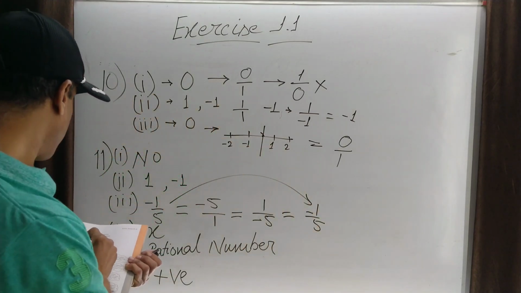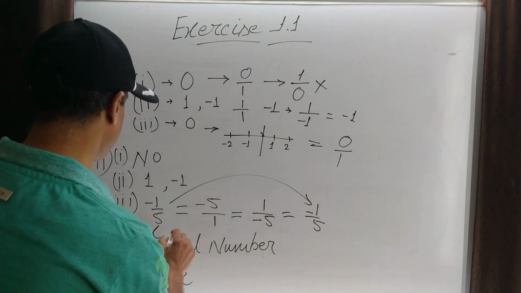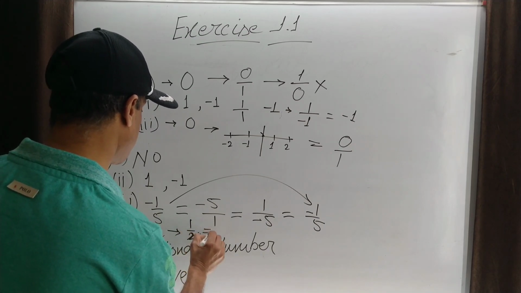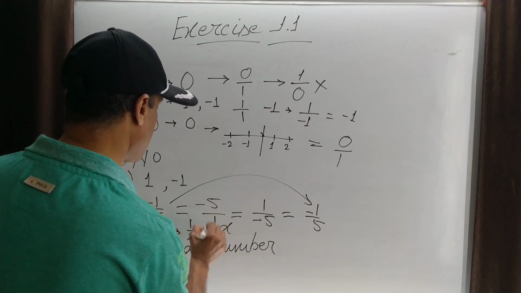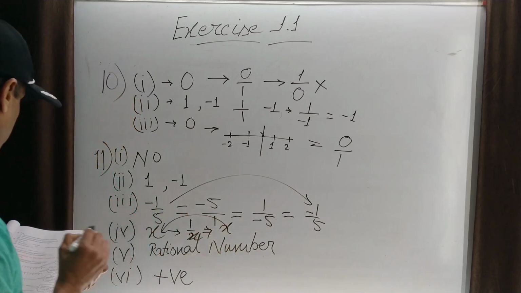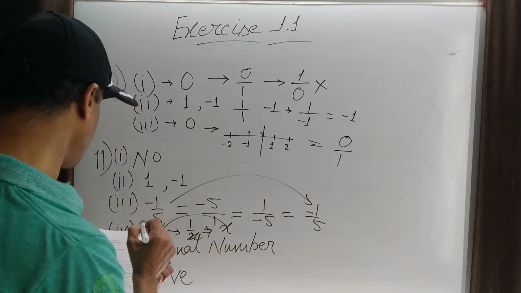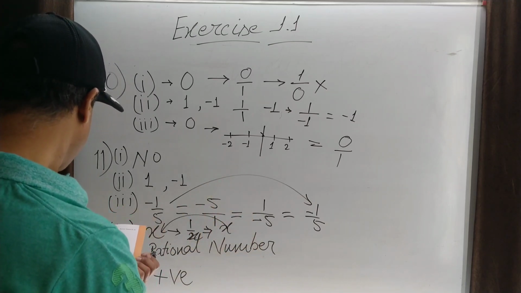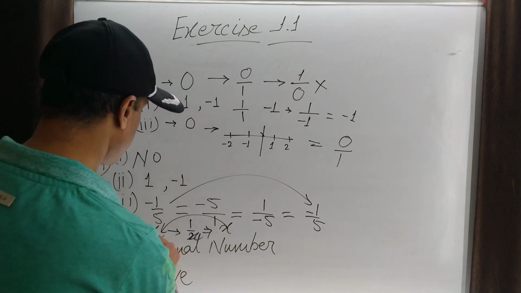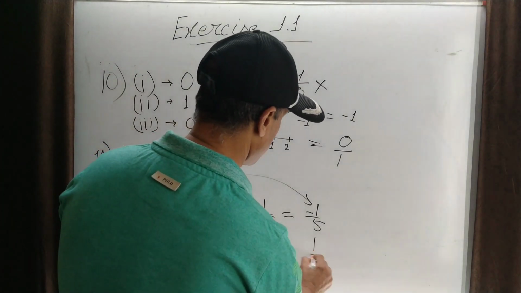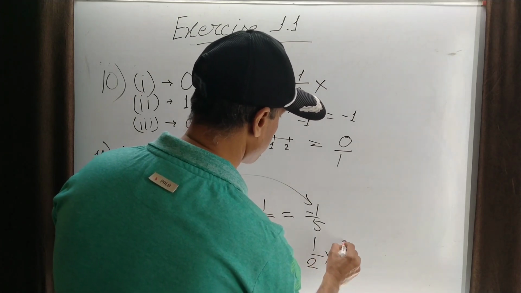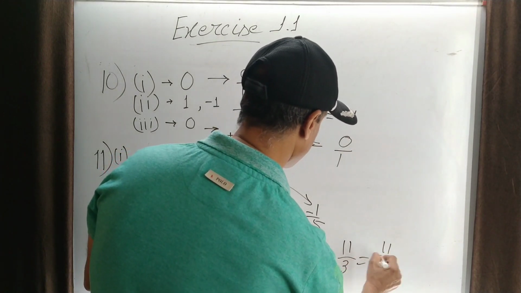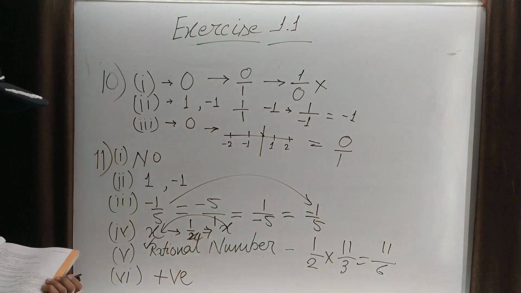Okay. Reciprocal of 1 by x. If you write 1 by x, the reciprocal of 1 by x is nothing but x, where x is not equal to 0. Then, the product of two rational numbers is always a rational number. Let's take an example. Suppose we take 1 by 2 into, say, 11 by 3, the answer is 11 by 6. It's a rational number.